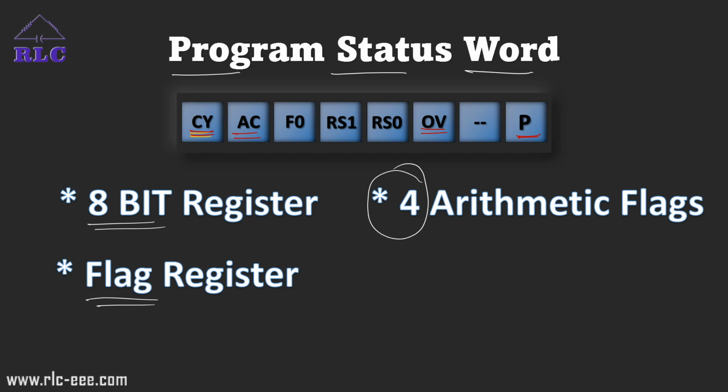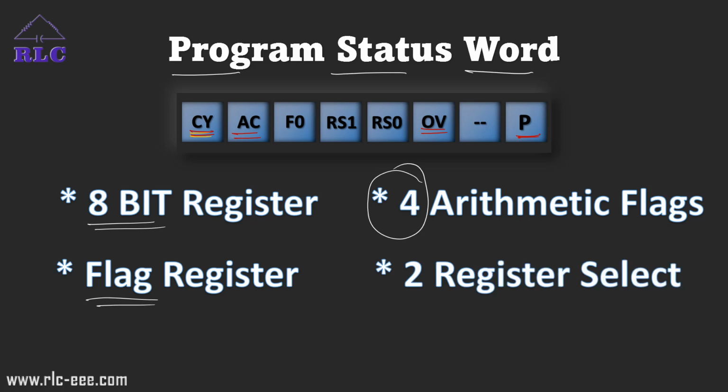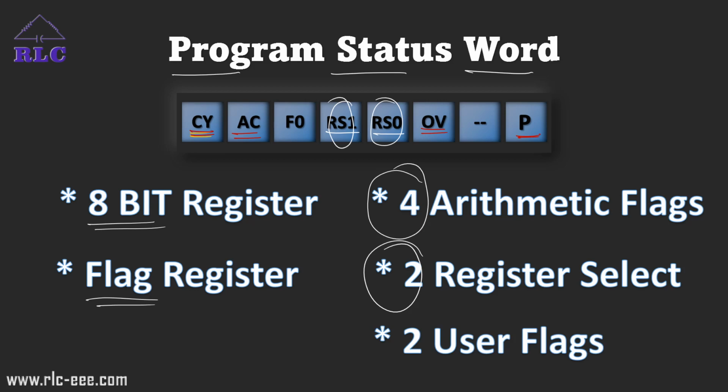Along with this, it also has 2 register select bits, RS1 and RS0, and we have 2 user flags. Those 2 user flags are F0 and bit number 1. This is a brief introduction about the program status word. We'll see each and every bit now.